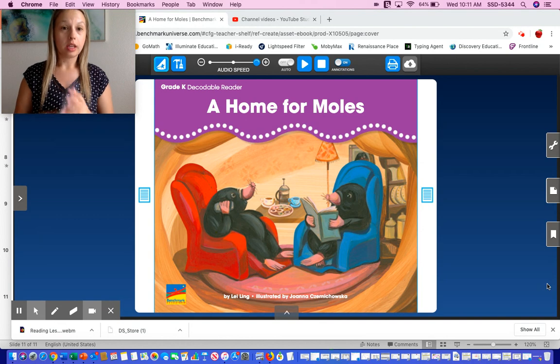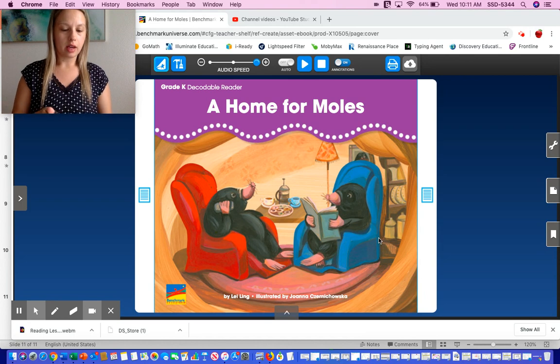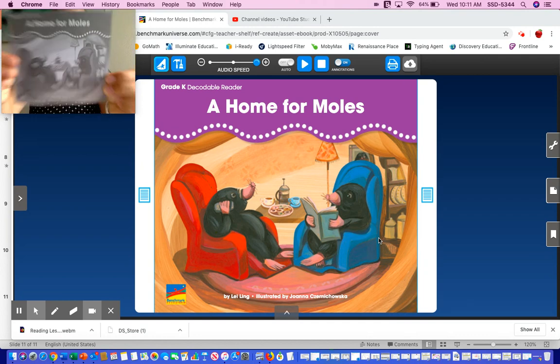In your pile of decodable books, you're going to have to find this one here, which is called A Home for Moles, and that's this animal here. So go ahead and find A Home for Moles. Oh, I found mine. Do you see them?